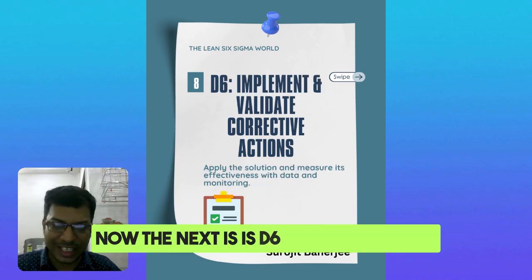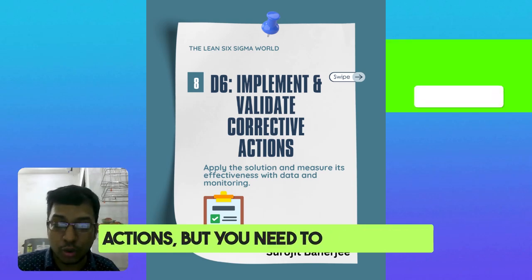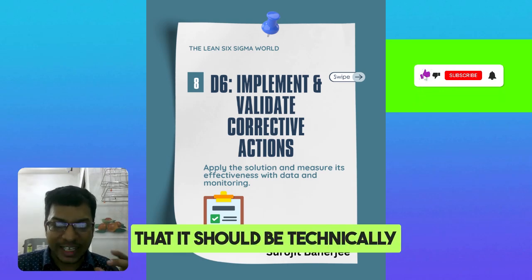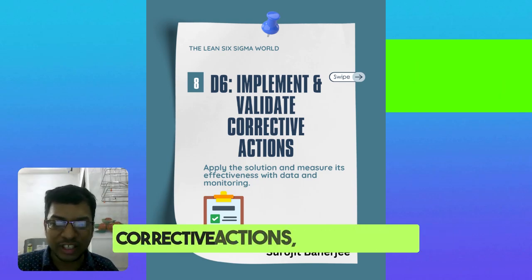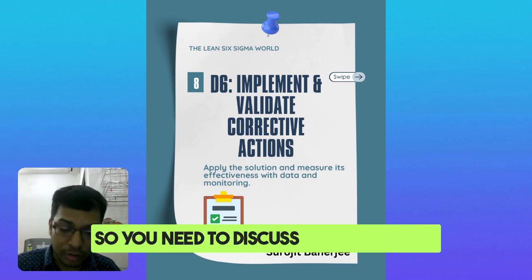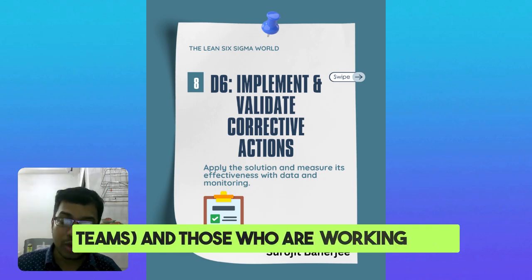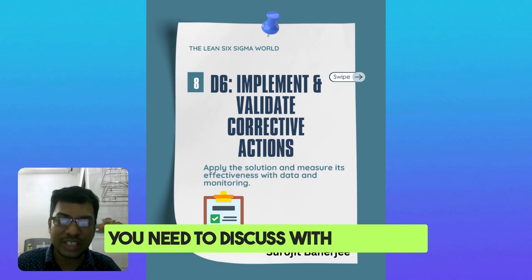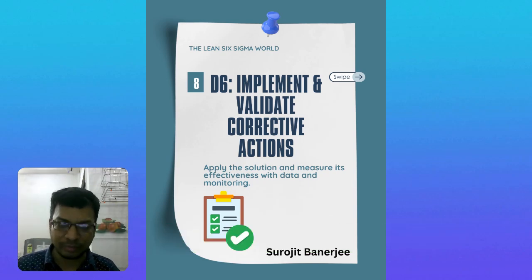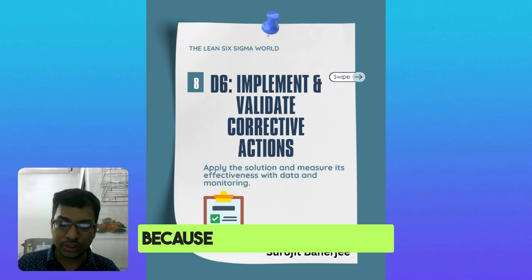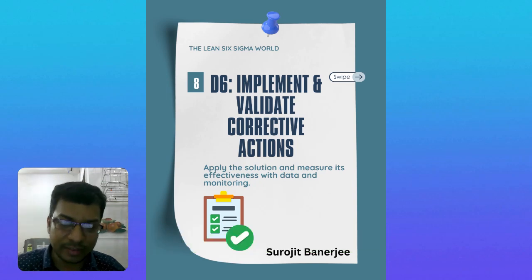Now the next is D6, that is implement and validate corrective actions. Now you can take some corrective actions, but you need to understand that it should be technically feasible and commercially viable. It should be implemented. Until and unless I can implement that particular corrective action, it has no use. So you need to discuss with the cross-functional team members, the management teams, as well as the AGT, high energy teams, and those who are working in the shop floor. You need to present your corrective actions to them. Then only this can be implemented, because corrective actions should be implemented properly in the real field of work. Then only it has validity.